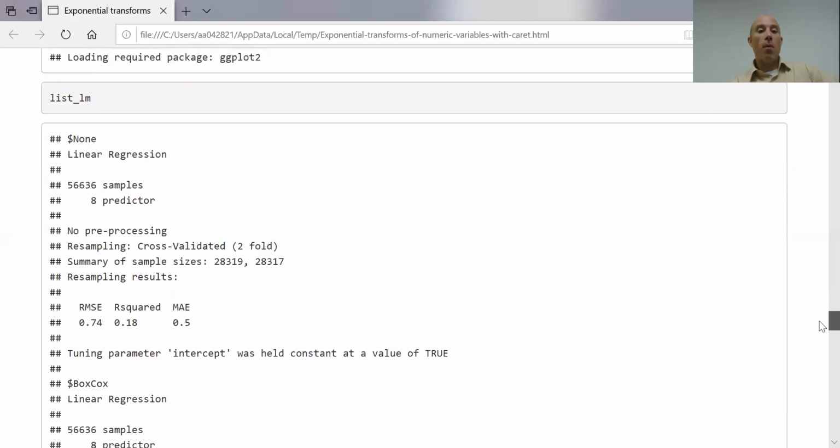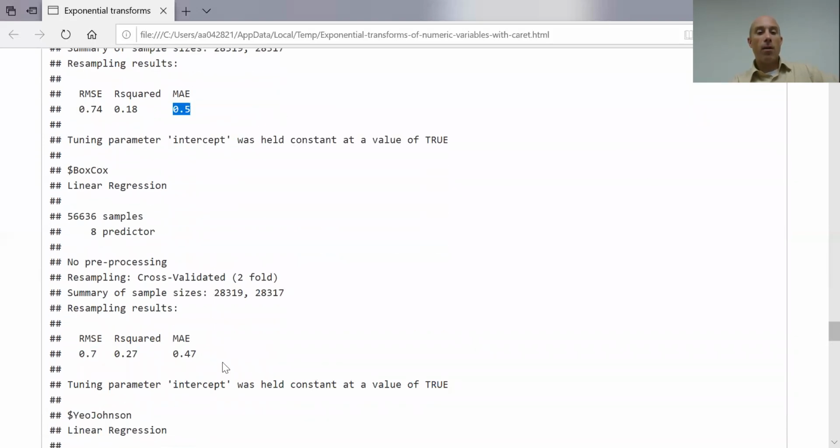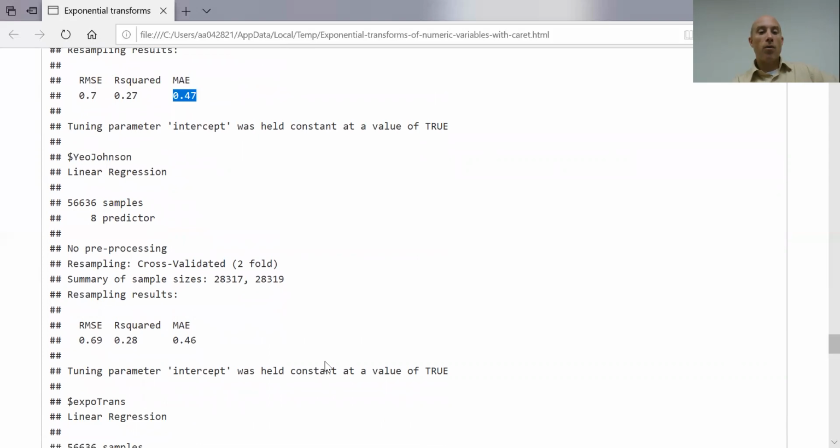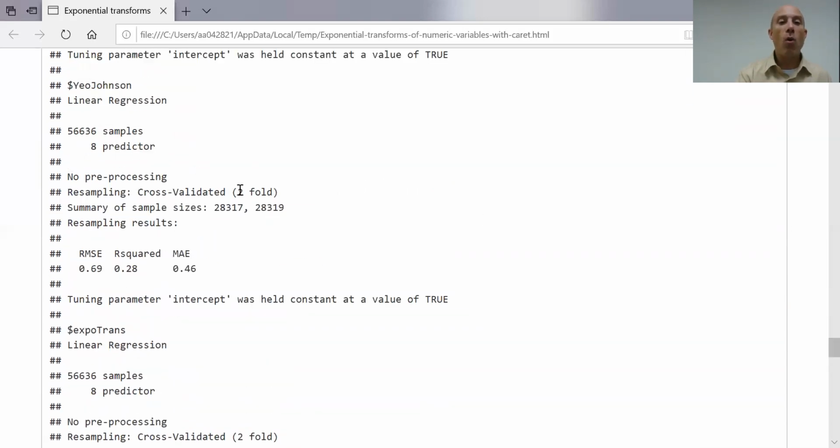All right, so now let's go ahead and look at the models. When I look at the data set that had no exponential transform, I can see that it's a 0.5 MAE. Box-Cox is 0.47. Johnson is 0.46. All right, so it's getting a little bit better. And then exponential transform is 0.5. So exponential transform did about as well as the no transform method. For this data set, I know I don't want the exponential transform. So here, I conclude that of these, the best one to go with is Johnson.